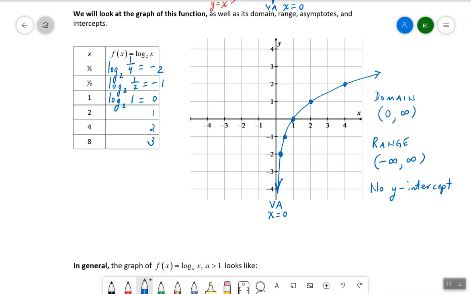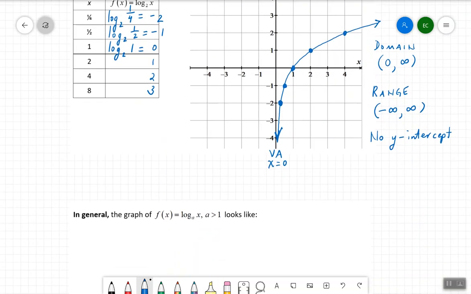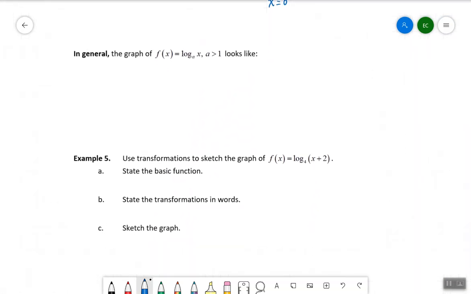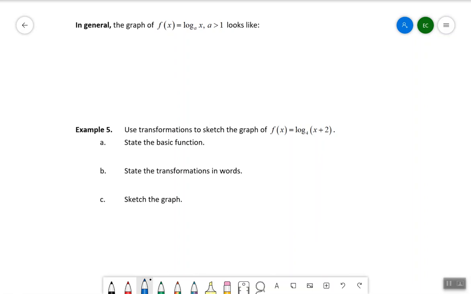Okay, so that's an important graph. Let's generalize just a little bit, and I guess this is a little bit redundant. This is the graph that we looked at in the beginning of the video. So we'll just sketch it again real quick with x-intercept at 1, vertical asymptote at x equals 0. This is the new basic function.